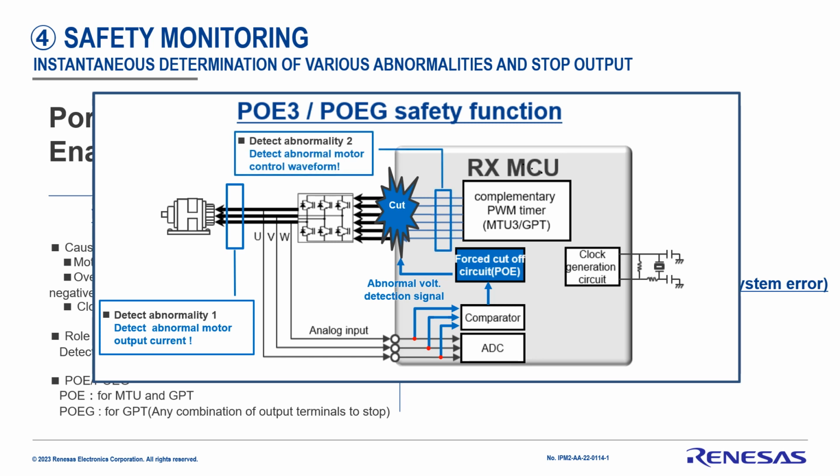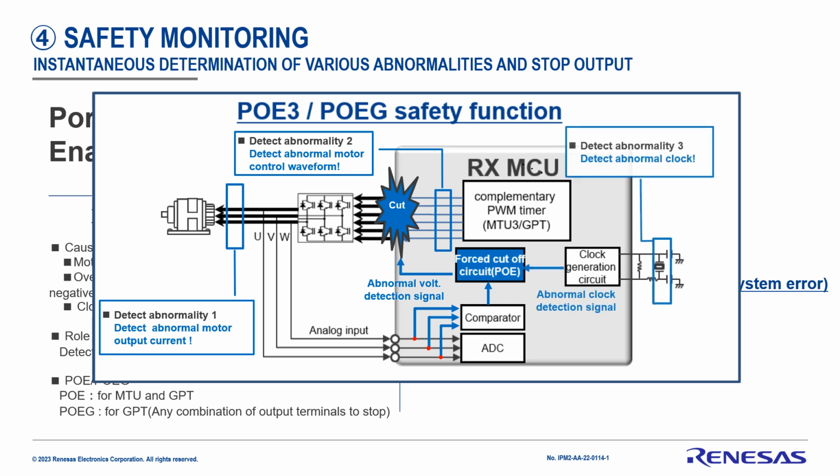The second is the abnormality detection in control signals to the inverter. The complementary PWM waveforms output by the MTU and GPT are constantly monitored to immediately detect a short circuit due to a runaway program. Third, as for clock abnormality detection, PoE constantly monitors the clock frequency of the microcontroller and detects abnormalities at any time.